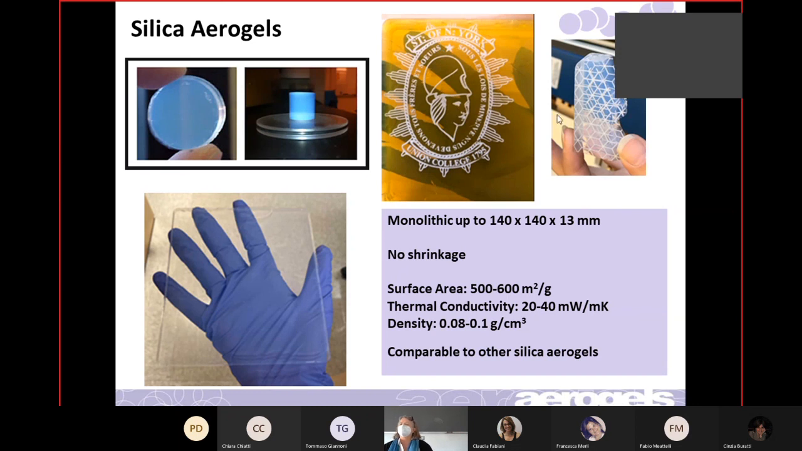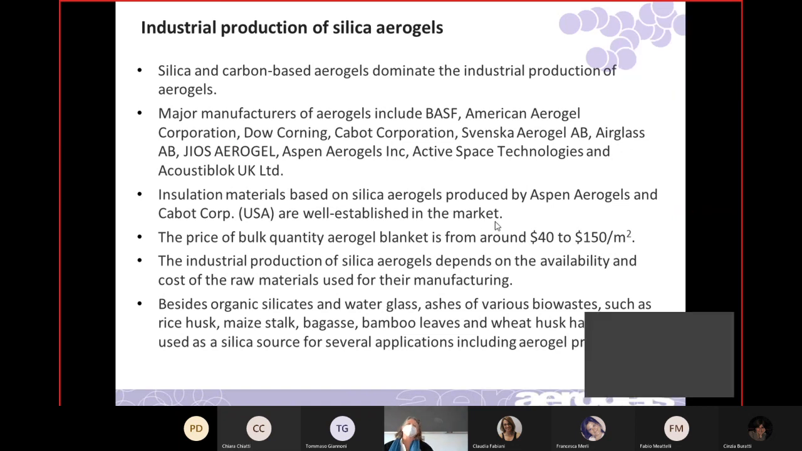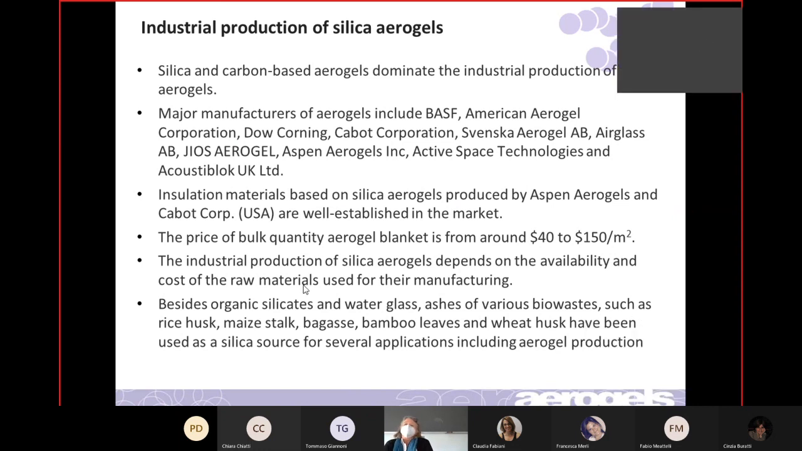And then just a little on the industrial side. What do they do with it? Industrial production of silica aerogels: I mentioned most of these as we went through this. Silica and carbon-based dominate the production. We don't do anything with carbon-based, but there are some people making insulation products. The major one, Airglass, really doesn't exist anymore. The major ones, at least in the US, are Cabot and Aspen. I know there are some over here. Cabot is also over here. American Aerogel Corporation, I think they're still in business. They make carbon-based. But Aspen and Cabot in the US are very established. They are expensive for that.